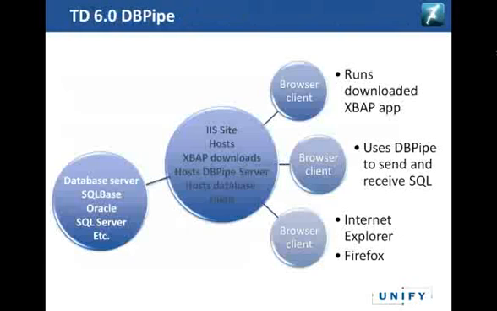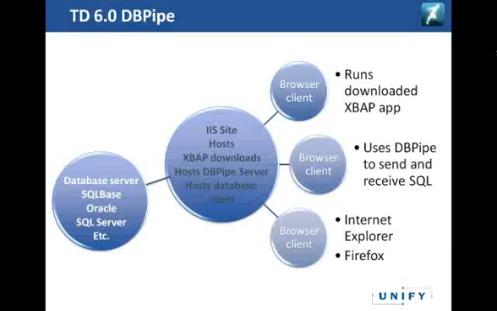So you see here on the left side we have a traditional database server, whatever brand that is. In the middle we have that large box, which is the Internet Information Server side that hosts the XBAP downloads. The XBAP downloads are basically the browser applications for the browser clients, and it hosts the dbpipe server, and the dbpipe server accesses the database client installed on the IIS side. And this database client talks to the database there.